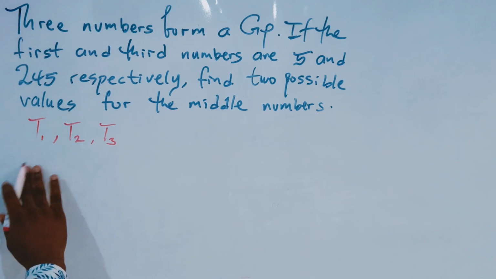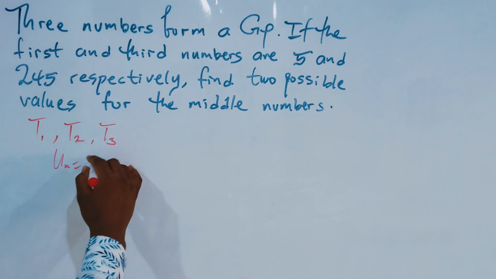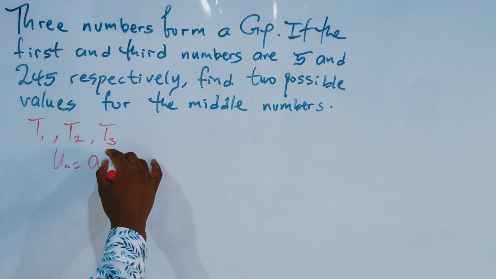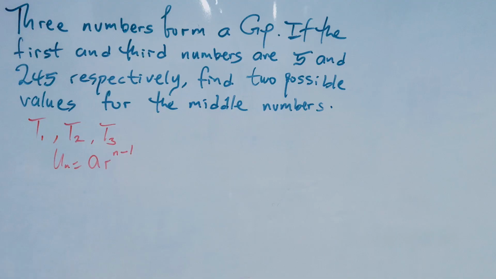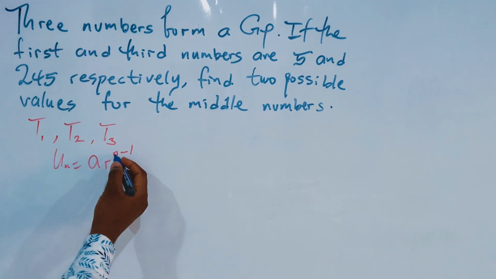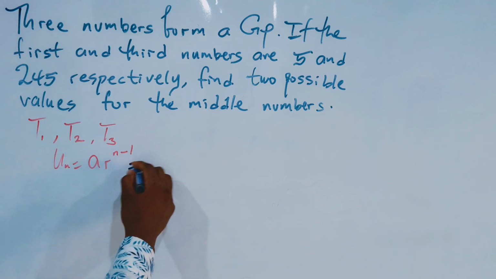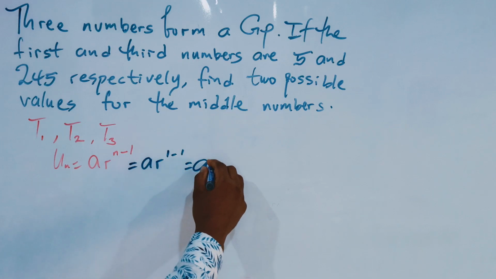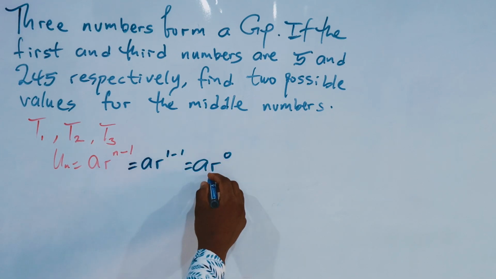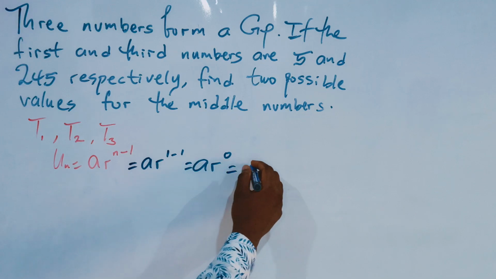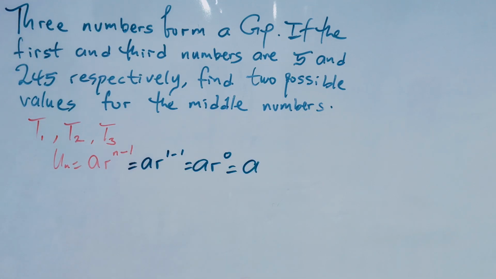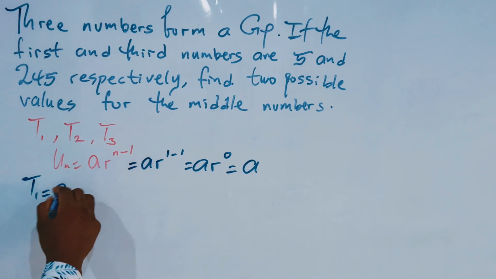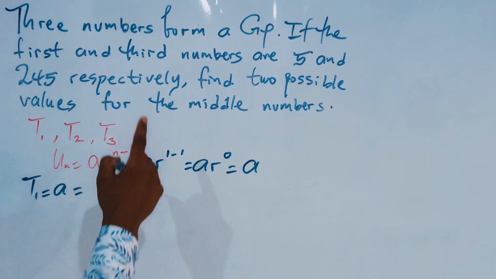the nth term of a GP is given as ar raised to the power of n minus 1. So in the first term, n is 1, so that will give us ar raised to 1 minus 1, which is ar^0. r raised to 0 is 1, so the first term is always a. So from the question, the first term is 5.